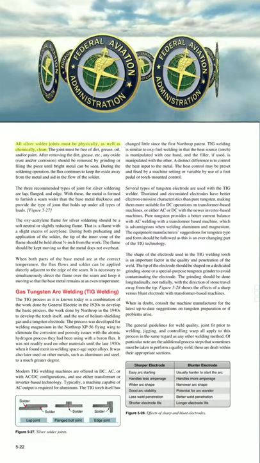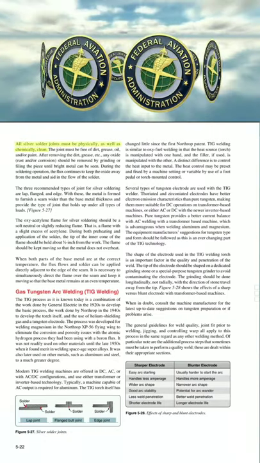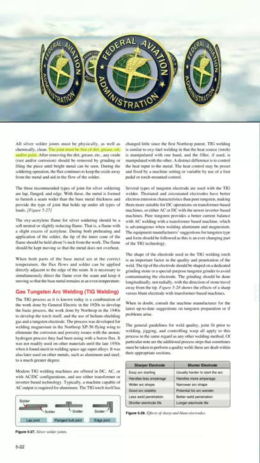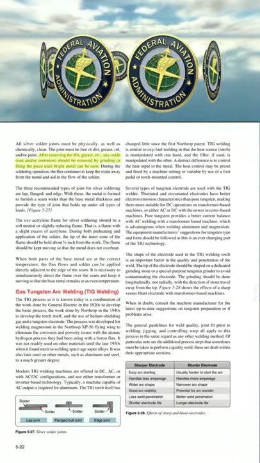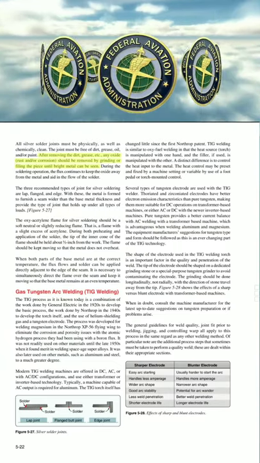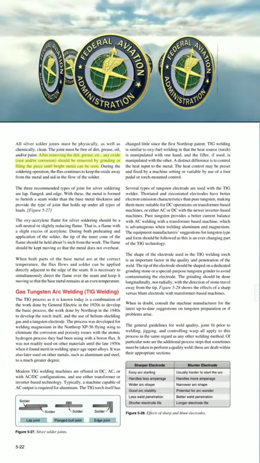All silver solder joints must be physically, as well as chemically, clean. The joint must be free of dirt, grease, oil, and/or paint. After removing the dirt and grease, any oxide, rust, and/or corrosion should be removed by grinding or filing the piece until bright metal can be seen.